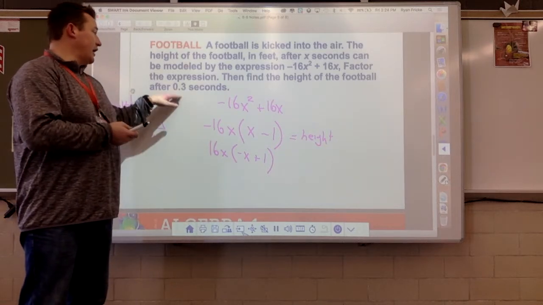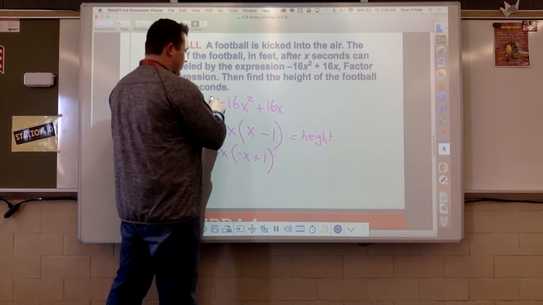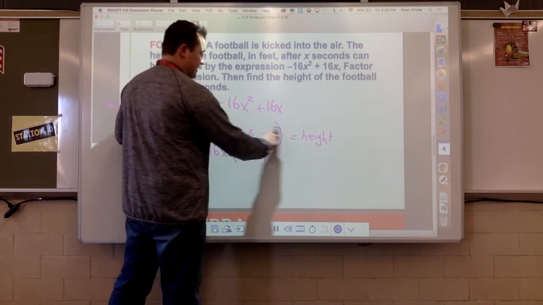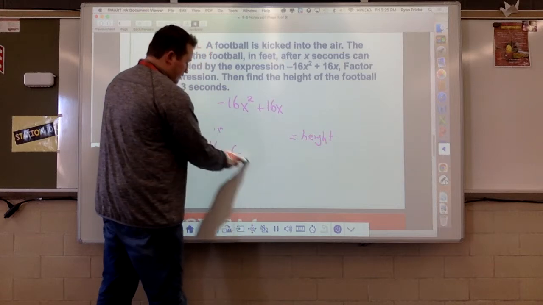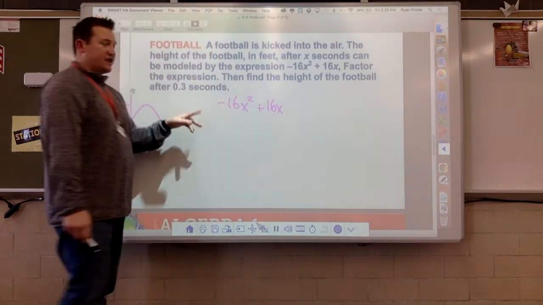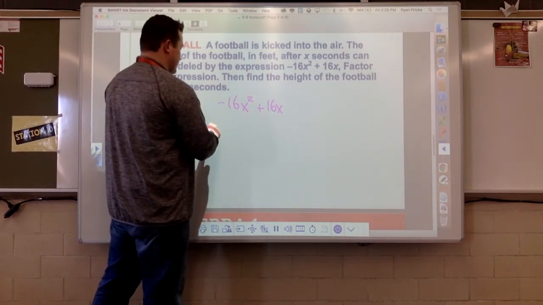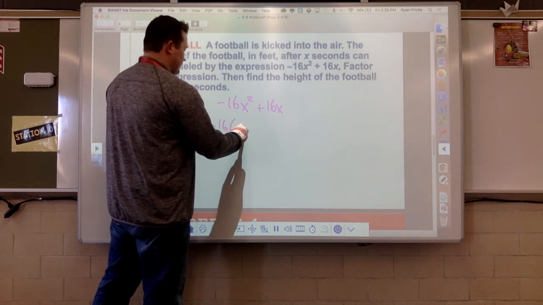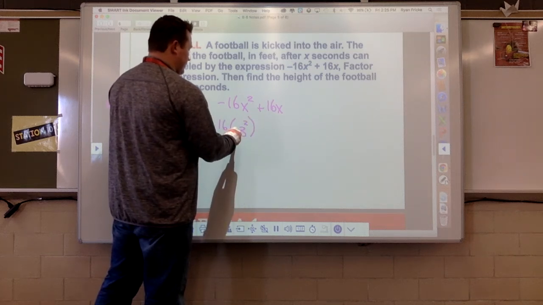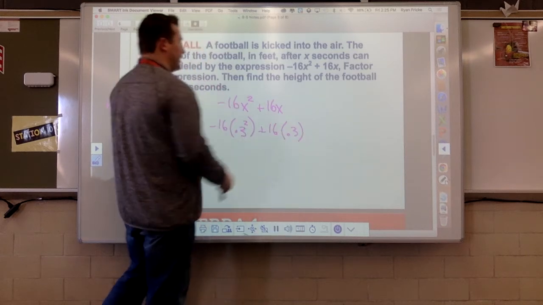Find the height of the football after 3/10 of a second. So I'm actually going to go back and use the original expression they gave us here. Okay? And everywhere we see an x, which is time, okay, we're going to replace it with 3/10. So negative 16 times 3/10 squared plus 16 times 3/10.